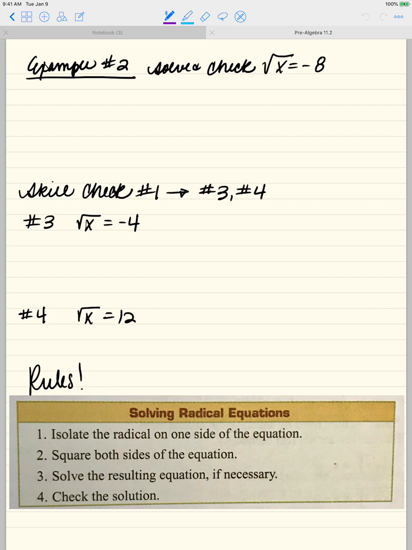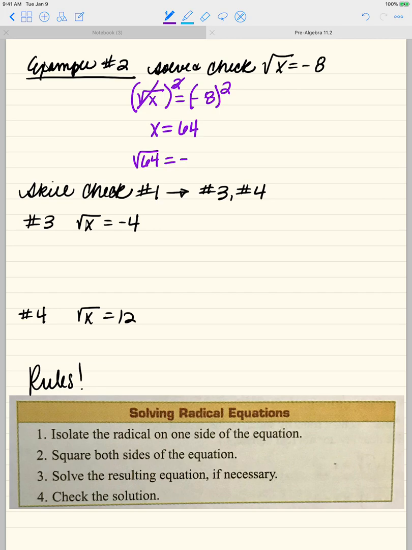Example number 2. If only they were going to all be that simple, right? Example number 2. Solve and check the square root of x is equal to negative 8. Okay, so what we're going to do, square root of x is equal to negative 8. I need to eliminate this operation that's happening to my x, this taking the square root of, so I'm going to square it, which also means I'm going to square the other side. Those operations cancel one another out. I'm left with x is equal to 64. Okay, now plug that back into the original.